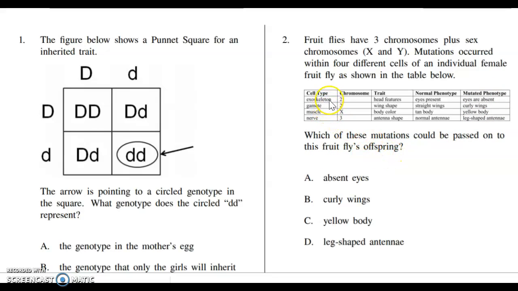Well, the exoskeleton, muscle, nerve, these are all somatic cells. Those are all just part of the body. The only thing that can be passed on is a mutation that occurs in a gamete. Sex cell, XY, it has to occur in a gamete. So if the mutation does not occur in the gamete, it will not be passed on. So the only mutation that will be passed on is this one that occurred in the gamete. It was for wing shape. So the trait that could be passed on would be B, curly wings.